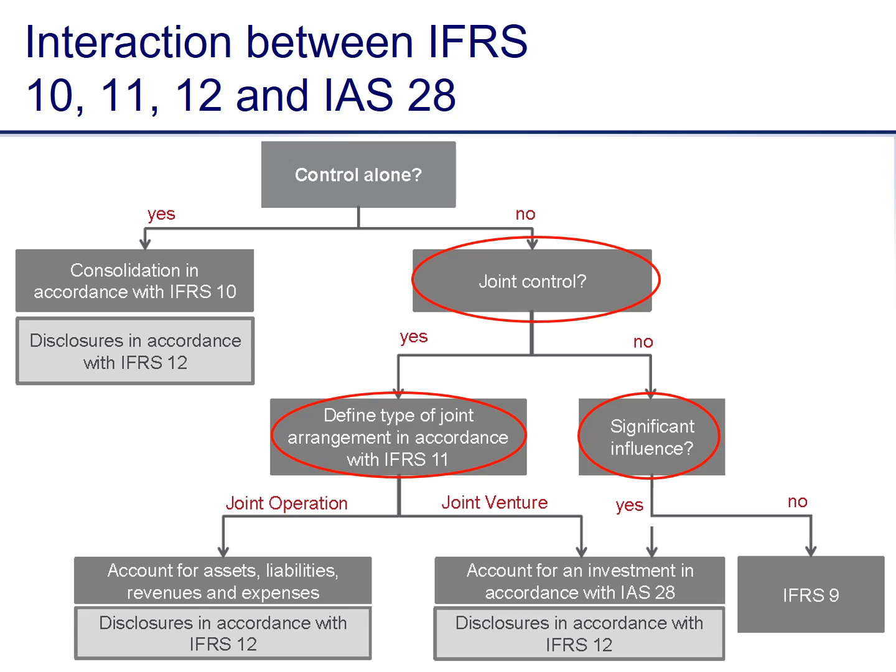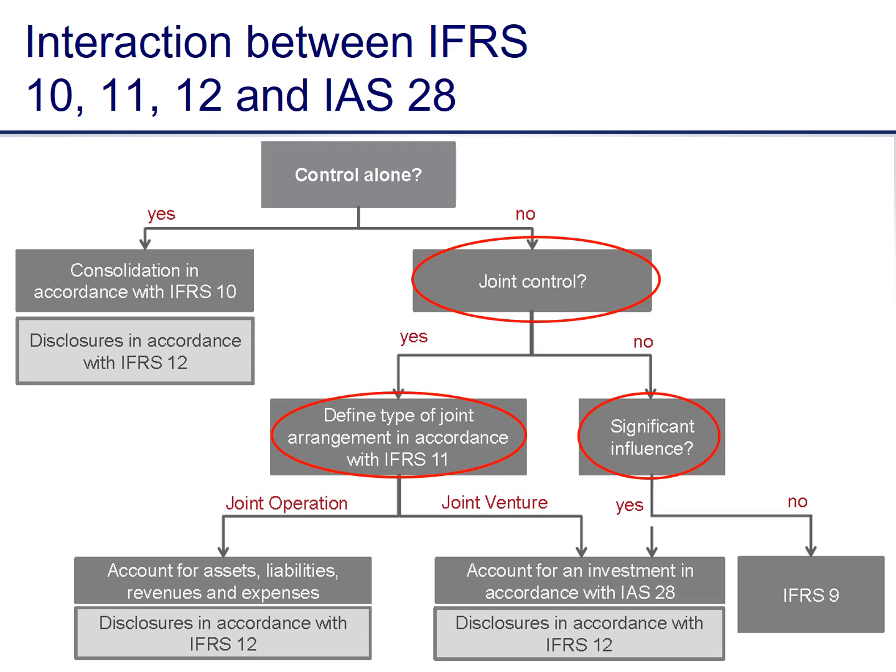So we've just spoken about consolidations under IFRS 10. If I don't have control, if I don't meet the definition of control, and I've got an interest in another entity, my next question to ask is, well, do I have joint control? Or failing that, do I have significant influence?